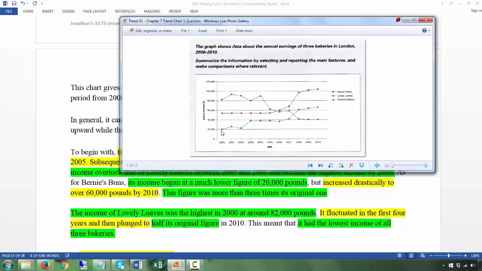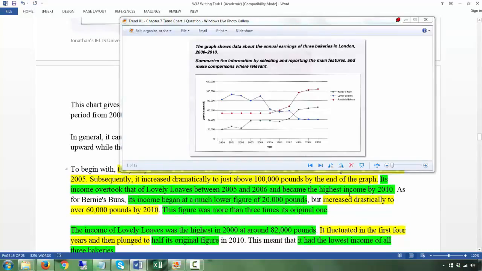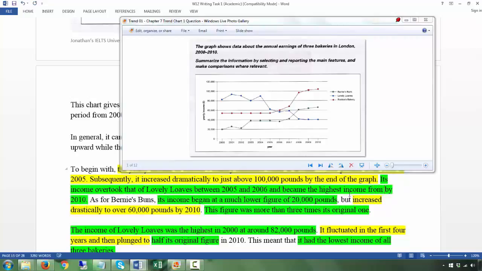It's comparing the income of Bernie's Buns in 2000 with the income of Robbie's Bakery in 2000, of 20,000 pounds, but increased drastically. That means the increase was a huge increase to over 60,000 pounds by 2010. I could say rather than by 2010, because I did use by 2010 here, right? Actually, I'm going to say became the highest income. I wouldn't say by 2010, but from, because it became the highest. When did it become the highest? From 2006 to 2010. Okay, that's more accurate. From 2006, it became the highest.